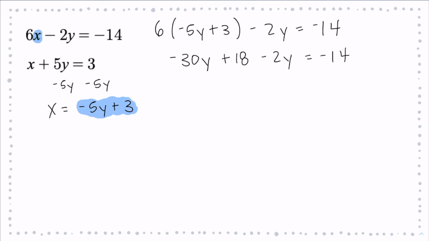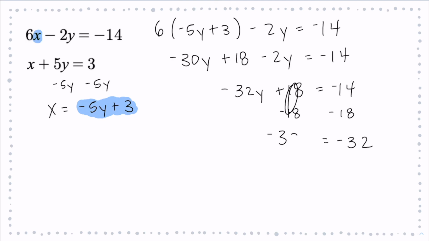Now we're going to combine like terms. So negative 30y minus 2y gives us a negative 32y. Now we need to subtract 18 from both sides. 18 minus 18 is 0. And then negative 14 minus 18 gives us a negative 32. And now we're going to divide both sides by negative 32 to get y equals 1.